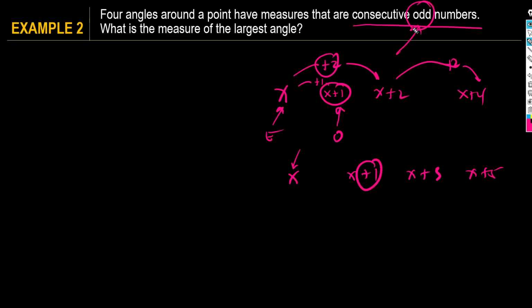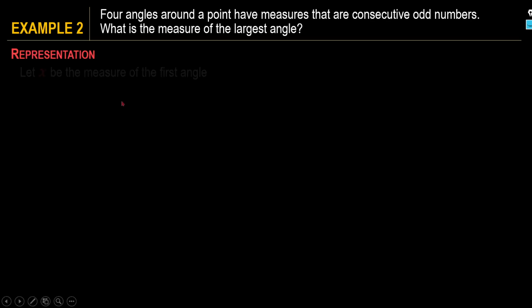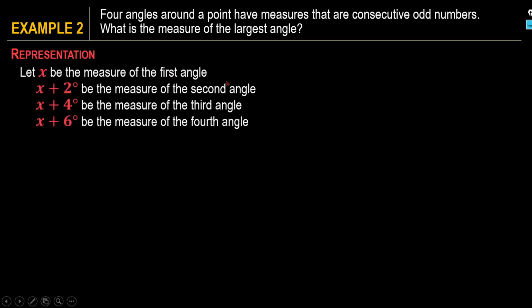Not because it's odd numbers, consecutive odd numbers. Odd numbers din yung ina-add mo? No. You're still skipping by 2. Dapat. It's the same principle. So, that can actually be the start of our representation. I can let x be the measure of the first angle, then x plus 2 the second, x plus 4 the third, x plus 6 degrees the fourth angle, which is the largest angle, obviously, among these 4.